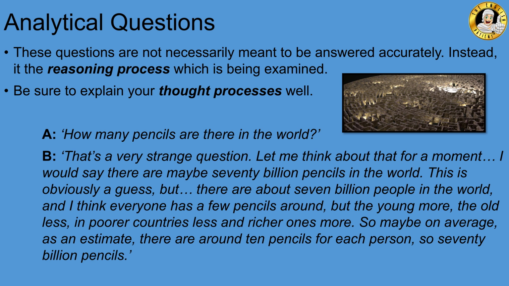Okay, so are there 70 billion pencils in the world? Well, I don't know because I haven't actually checked, but that's not really important. What is important is how the person got to the result of 70 billion. Is it a logical process that they have followed? So it seems so. An explanation is warranted, so it's given here. So 7 billion people. Let's say the young have more, the old have less, the poor more, the rich less. Maybe on average, then you've got 10 per person. And that's how I come to the conclusion of 70 billion pencils. So the process is more important than the answer.